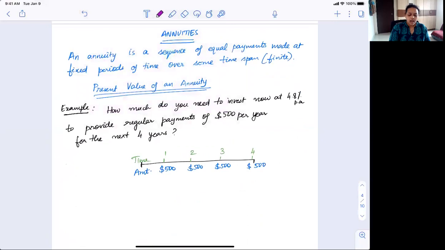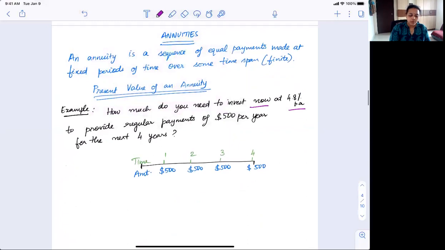So, how much do you need to invest now at 4.8% per annum if you want to provide regular payments of 500 per year for the next 5 years? Let's understand this question. So the question is asking us how much money we need to invest or save now in order to be able to provide a regular payment of $500 per year for the next 4 years.